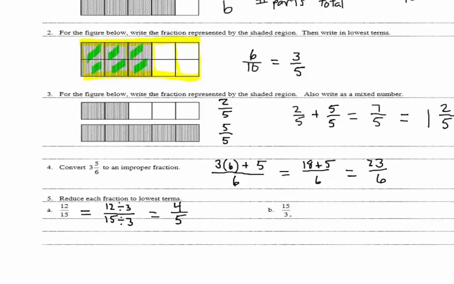In B, we have 15 over 3, and both 15 and 3 are divisible by 3. So we have 15 divided by 3 over 3 divided by 3. 15 divided by 3 is equal to 5, and 3 divided by 3 is equal to 1. So 5 over 1 is equal to 5. And that's our video on introduction to fractions.